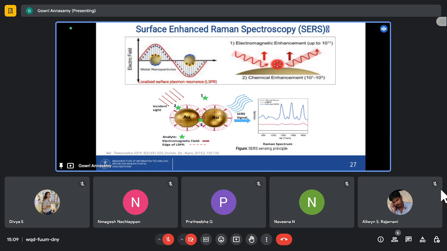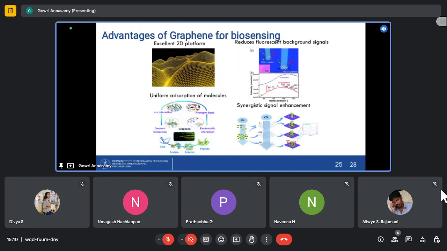trigger this electromagnetic enhancement as well as chemical enhancement. Chemical enhancement is where, due to the charge interactions, it could produce a 10 raised to 3 fold improvement. In the case of electromagnetic enhancement, which is from a nanoparticle, the enhancement factor could be up to 10 raised to 11. So how to utilize this? We are going to look at graphene gold nanocomposites.